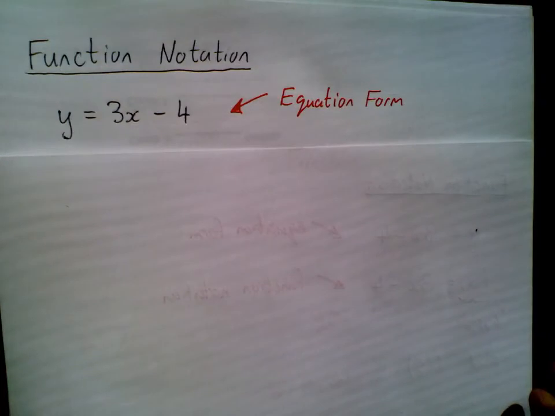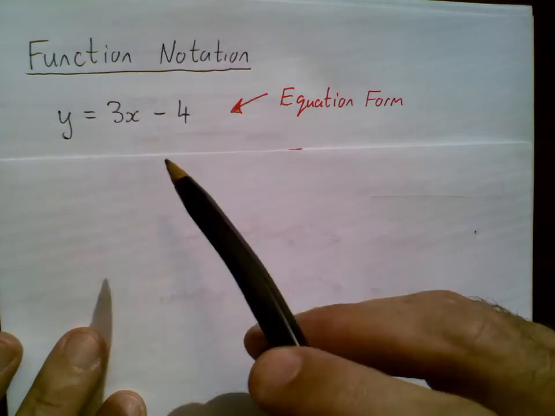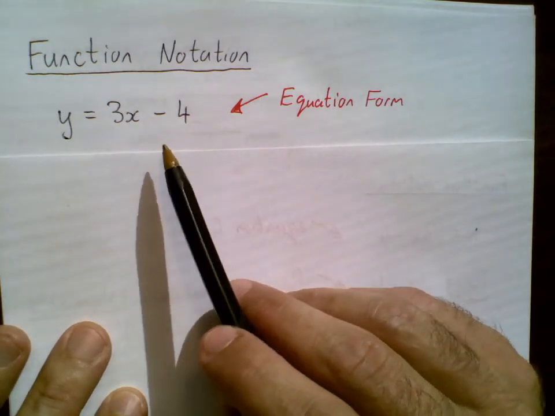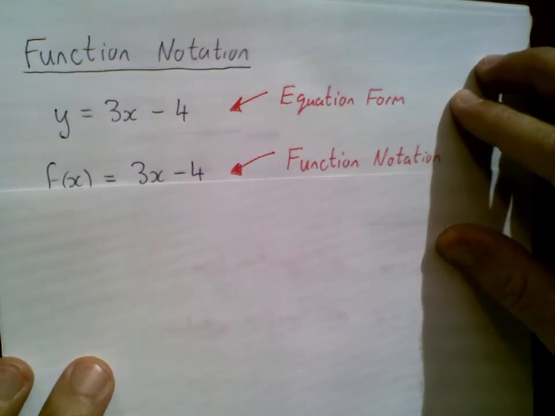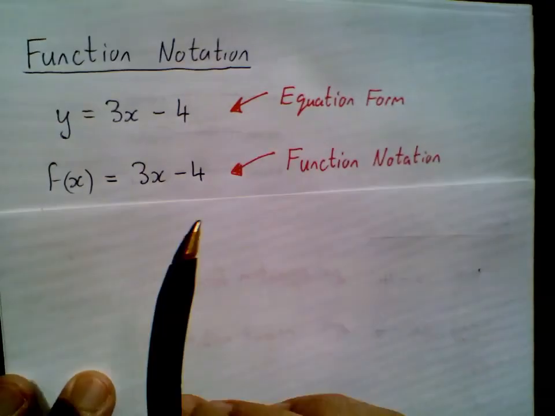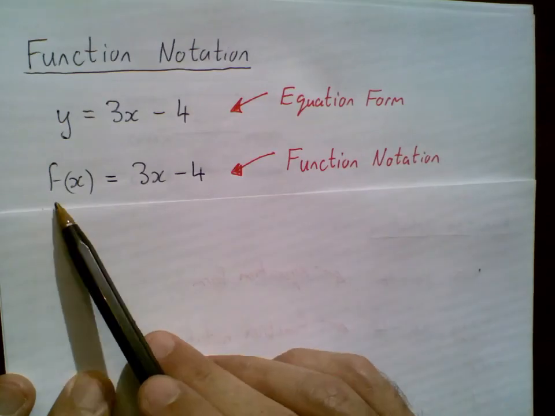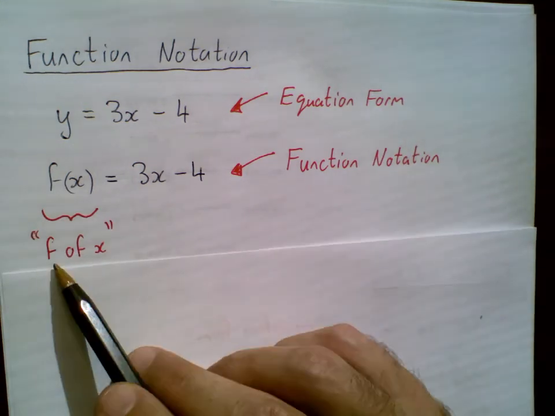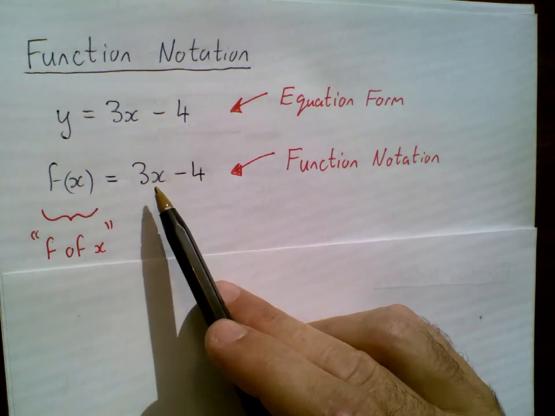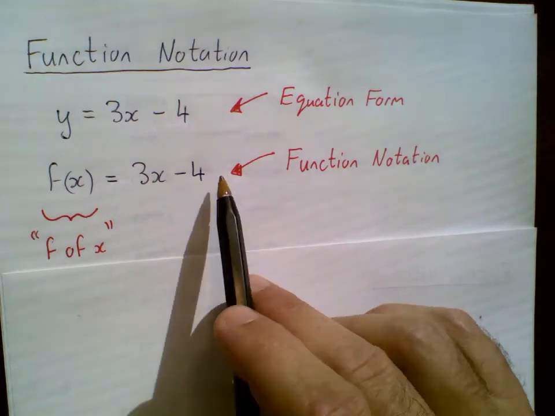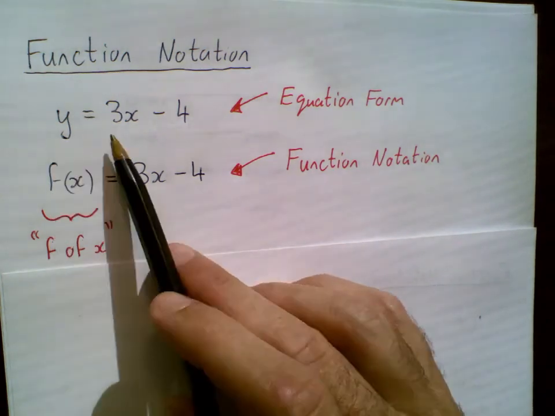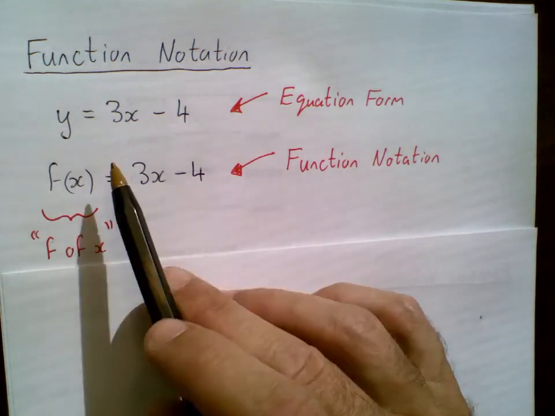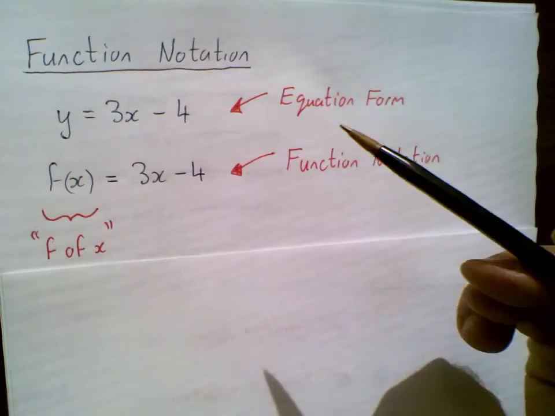Having a look at function notation, what I've got written down is just a simple equation, y is equal to 3x take 4. We can write that in another way, like so. Now we call this function notation, and this part here we pronounce as f of x. So we say f of x is equal to 3x take 4. When we see this, it really means the same thing as the equation y is equal to 3x take 4. We're just writing it in function notation to help us out with some of the calculations.